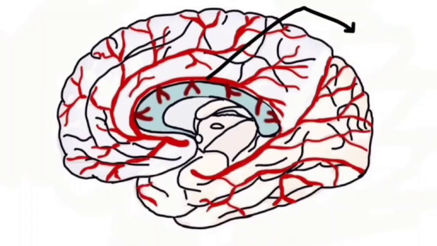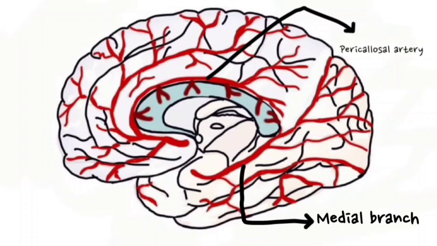Blood supply. Pericallosal artery, a branch of the anterior cerebral artery. Posterior pericallosal artery, a branch of the posterior cerebral artery. Median callosal artery or subcallosal artery, a branch of the anterior communicating artery.